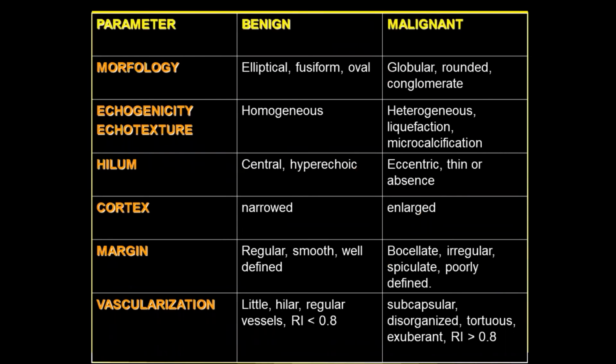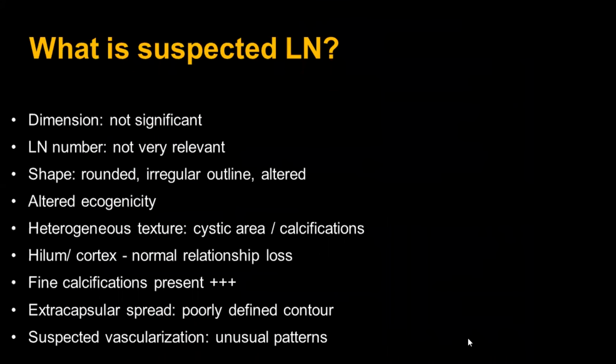In summary, lymph nodes with patterns of benignity have morphology that is elliptical, fusiform, homogeneous, with a central hilum, narrowed cortex, regular margins, and vascularization that is hilar with a few irregular vessels with lower resistive indexes. Otherwise, malignant lymph nodes are globular, round, or conglomerates, heterogeneous with liquefactions, microcalcifications, eccentric thin or absent hilum, enlarged cortex, and mostly irregular or poorly defined margins. And the vascularization is subcapsular, disorganized, with tortuous branches and higher resistive indexes.